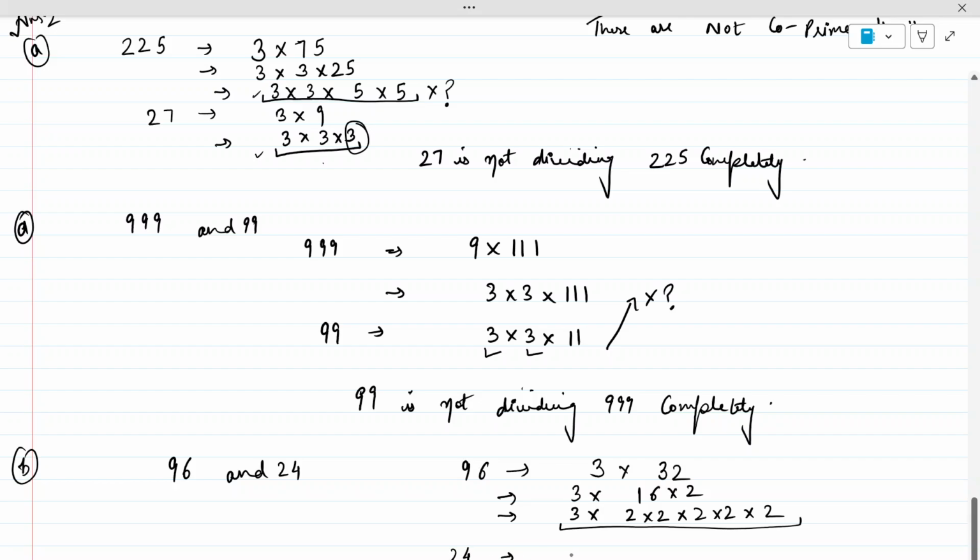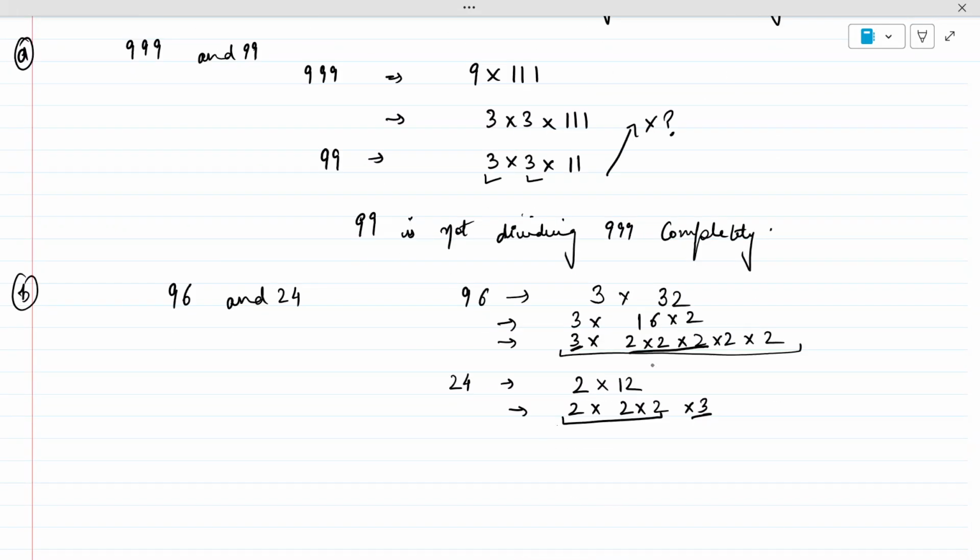Moving to 24, we have 2 multiplied by 12. This 12 I can write as 2 into 2 into 3. So if I see, I have three 2s here, I have three 2s here, I have one 3 here, I have one 3 here. That means all the factors which are present in 24, three 2s and one 3, are present in 96 as well. That means 24 is dividing 96 completely.